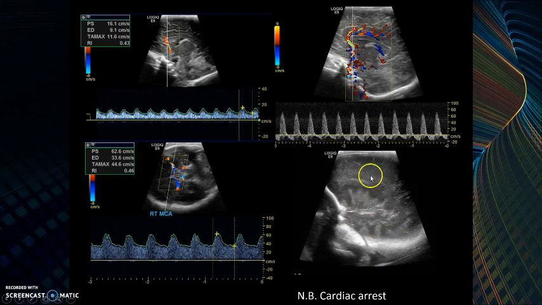Later on, the baby developed some ischemic changes here in the Sylvian area, in the Sylvian fissure area of the brain. You can see the hyperechogenicity here.